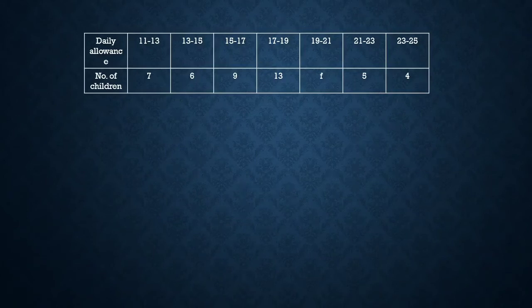In the third question, the following distribution shows the daily pocket allowance of children of a locality. The mean pocket allowance is rupees 18. Find the missing frequency f. Here they have given us the daily allowance of various children in a locality, and as you can see, for the class interval 19 to 21, there is a missing frequency which they have denoted as f. Given the mean of this data is 18, our job is to find the value of f.